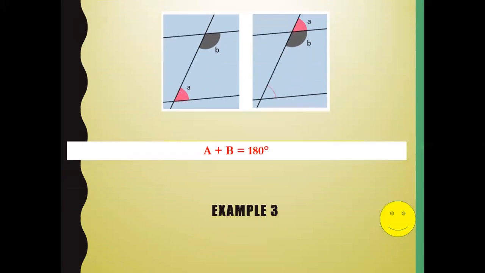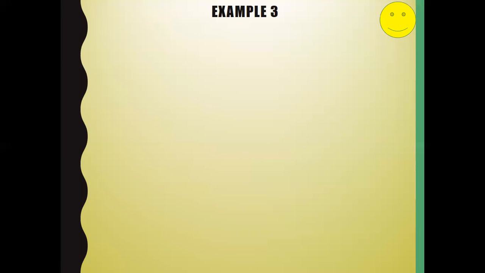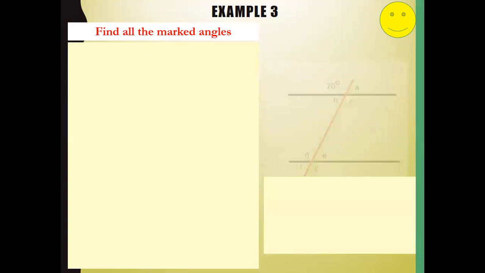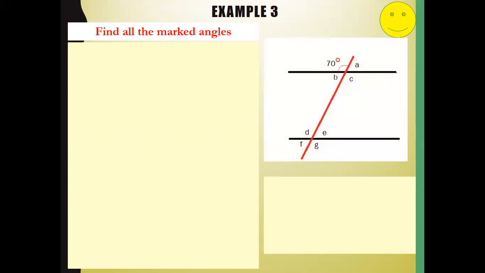So let's go to example number 3. Find all the marked angles. We want to find all the angles that are on this transversal between these two parallel lines. Now we want to get every angle. We only have one angle, and you're probably thinking, okay, how is that going to work? How can you have just one?